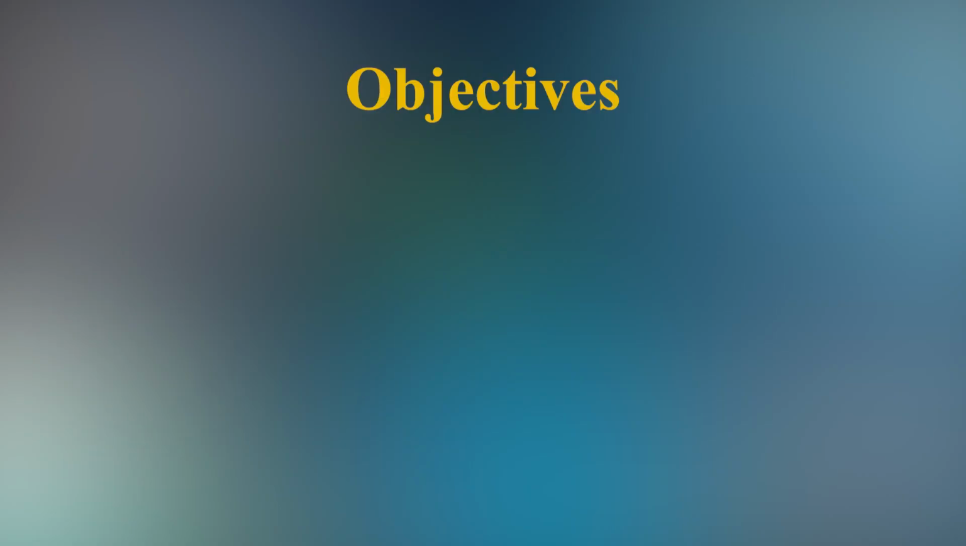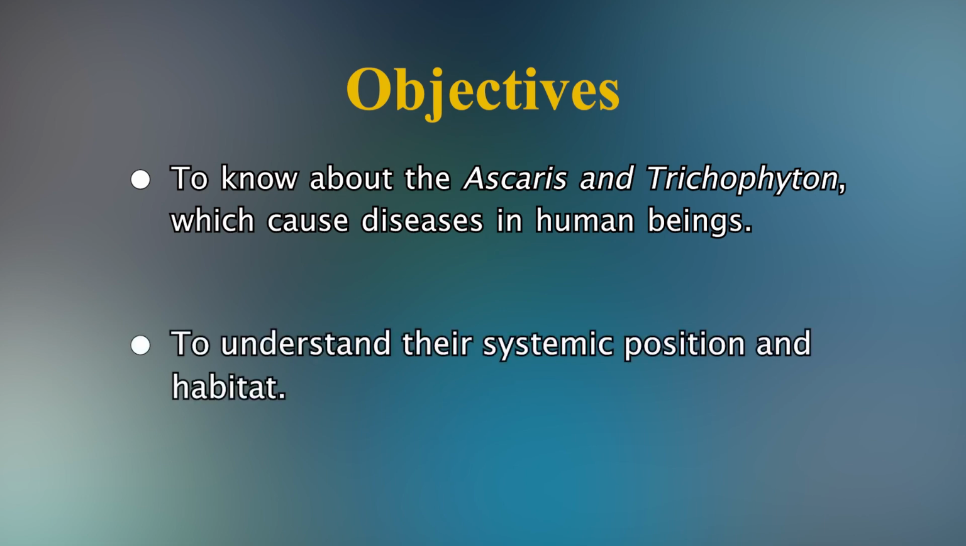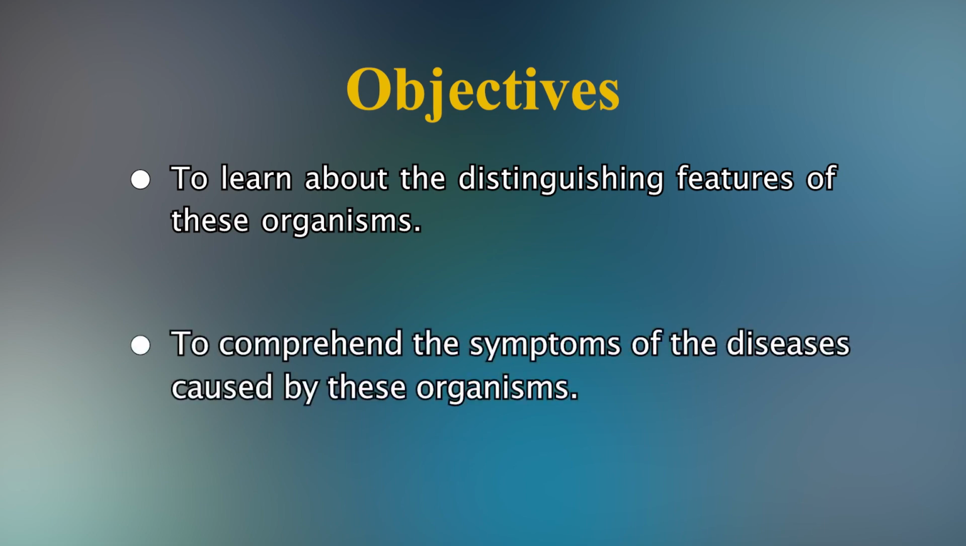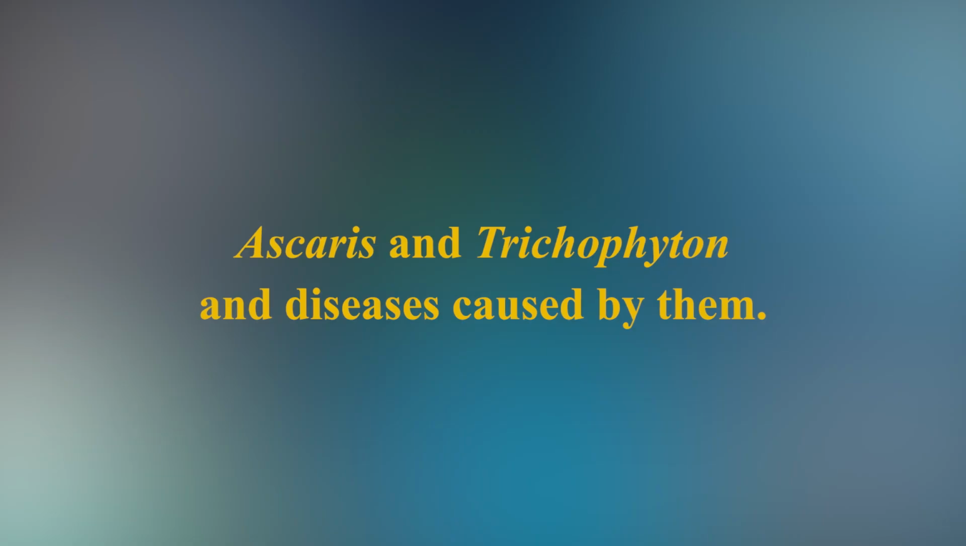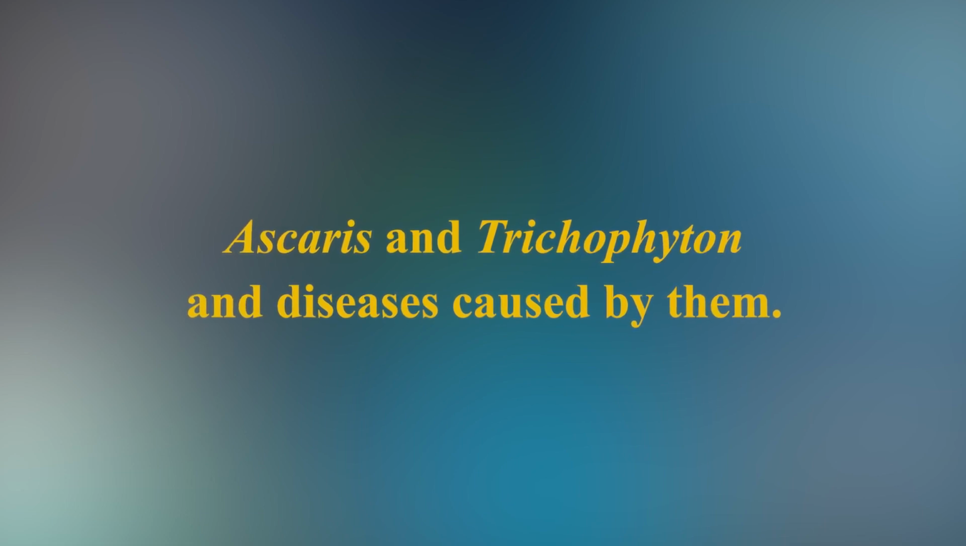The objectives of this session are to know about the Ascaris and Trichophyton which cause diseases in human beings, to understand their systemic position and habitat, to learn about the distinguishing features of these organisms, and to comprehend the symptoms of the diseases caused by these organisms. Let us study these organisms, Ascaris and Trichophyton, and the diseases caused by them.